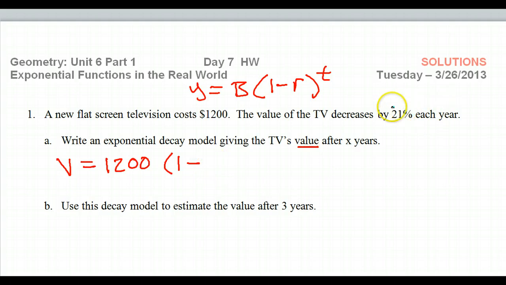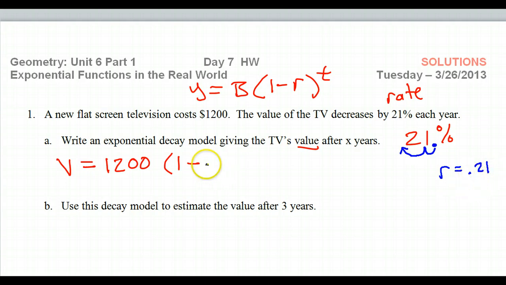Okay, now this rate is the 21%, but r has to be written as a decimal. So if I want to convert 21% to a decimal, all I do is I take the invisible decimal that's at the end right here, and I move it twice to the left. You know, basically I'm dividing by 100. So that's why this r, the rate, is going to be 0.21. Okay, and that's the decay rate. So that's why we'll put 0.21 right here.